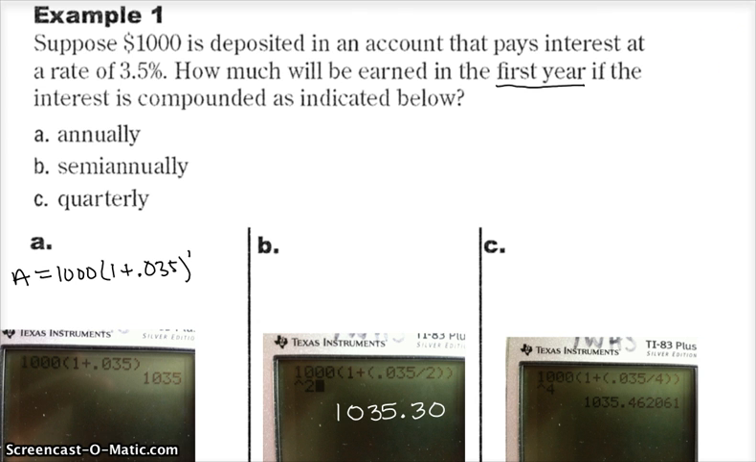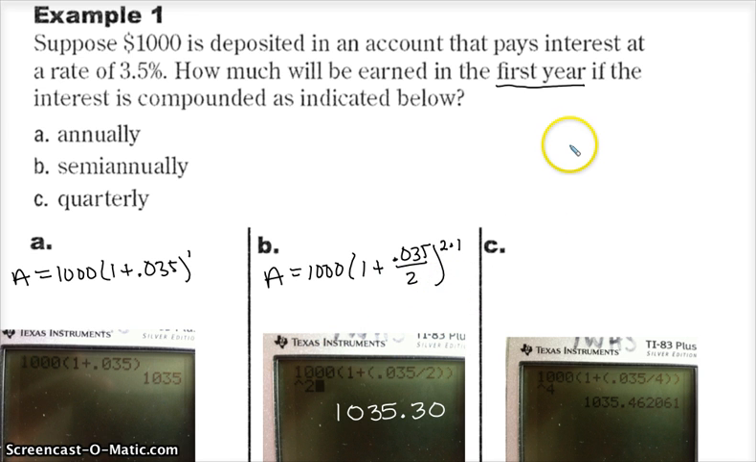Let's look at semi-annually. A equals 1,000, because that's the amount that was invested, times the quantity 1 plus 0.035 divided by 2, raised to the 2 times 1 power, where 2 represents N and 1 is the time.